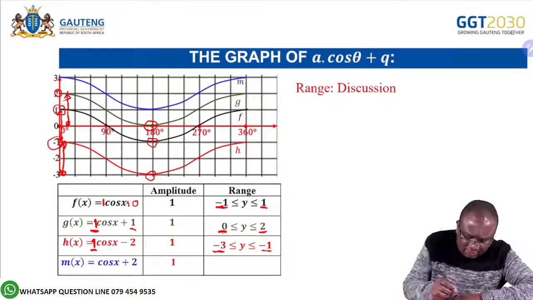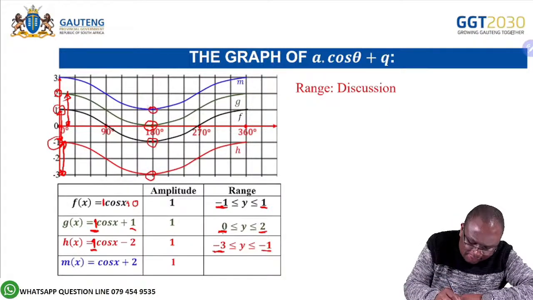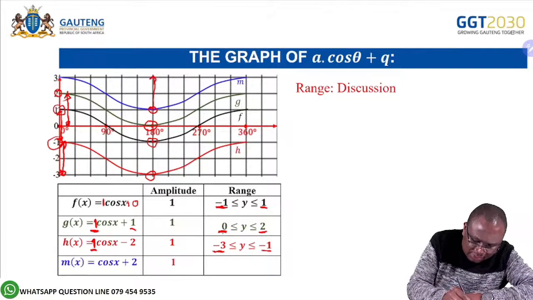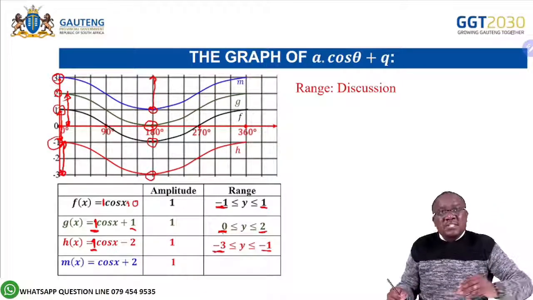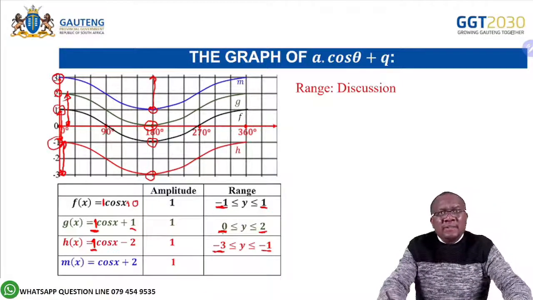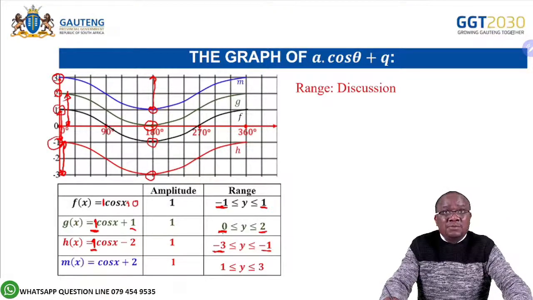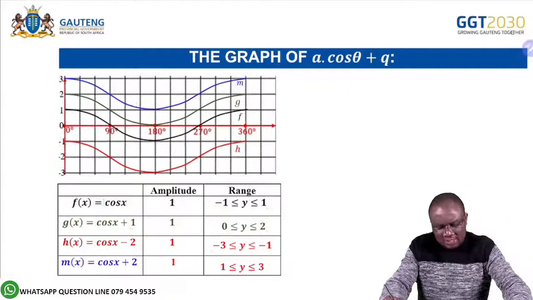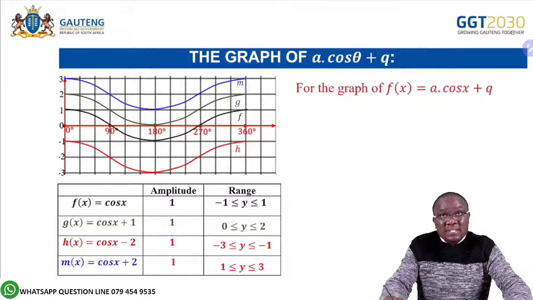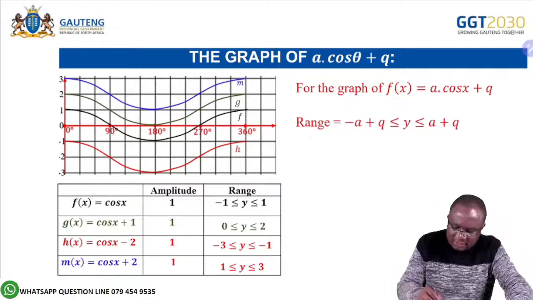And then the blue graph again, the minimum is 1, and then it goes up to the maximum, which is 3 here. So what is the range here? Y is from 1 up to 3. So y is greater than or equal to 1, but less than or equal to 3. And then our generalization is that for this graph, our range is going to be this, okay?